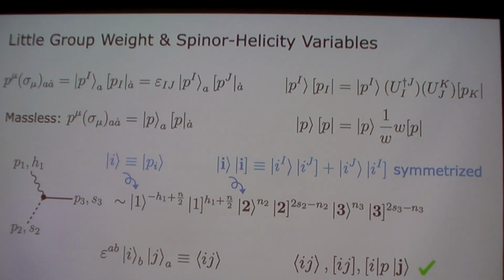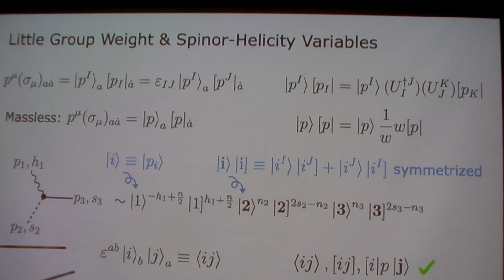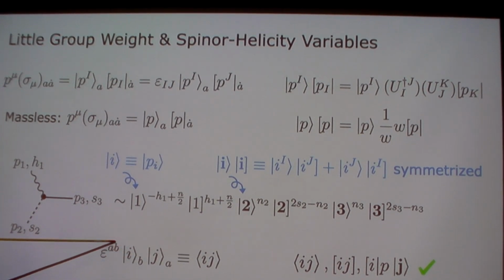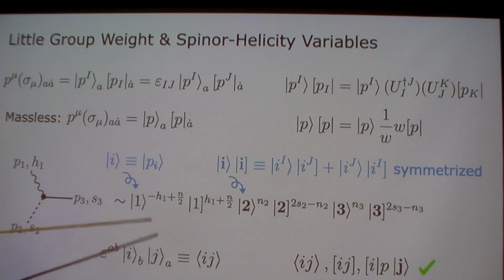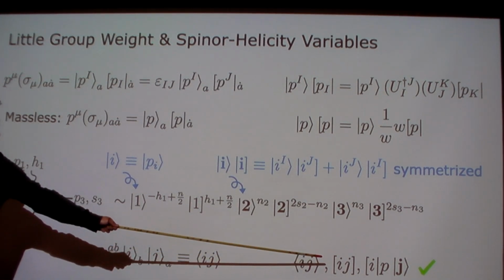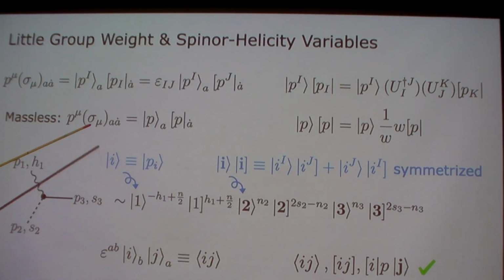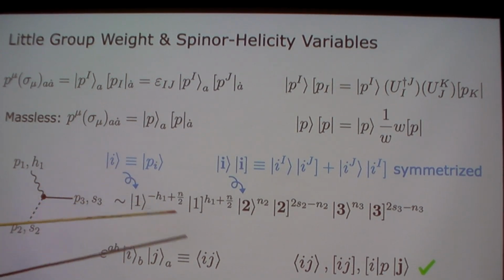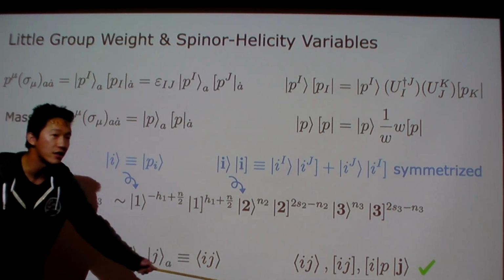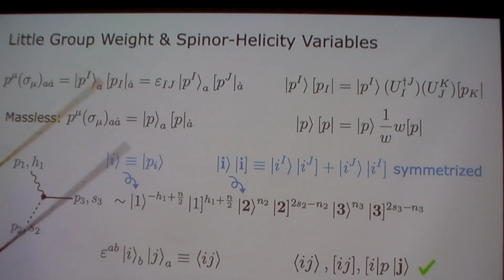And to make sure the 3-point amplitude is Lorentz invariant, you need to contract the left-handed spinor index with left-handed and right-handed with right-handed. So you can have expressions like angle, square. The momentum has a left-handed and right-handed spinor index, so you can contract it with square and angle, but you cannot have expressions like this. So this is how we construct the 3-point amplitude.